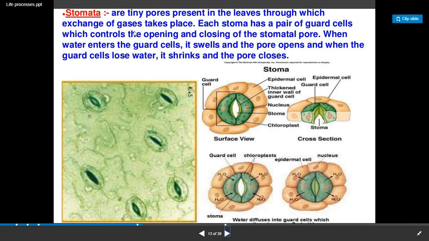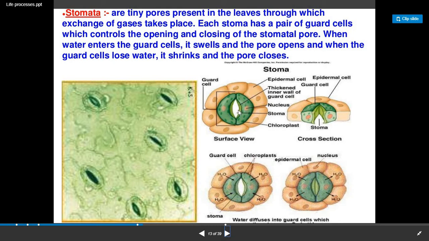Now what are the stomata? They are tiny pores present in the leaves through which exchange of gases takes place. Exchange of gases means the intake of CO2 and the release of O2. Each stoma has a pair of guard cells which control the opening and closing of the stomatal pore. When water enters the guard cell, it swells and the pore opens, and when the guard cells lose water, they shrink and the pore closes. So students, here you can see the structure of the stomata.